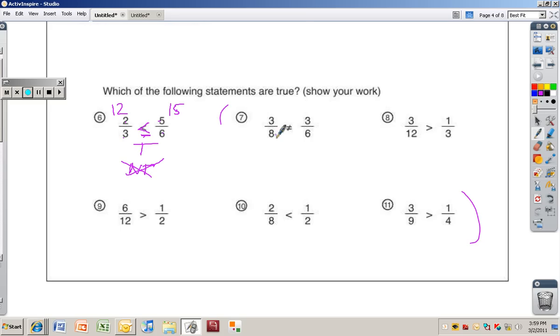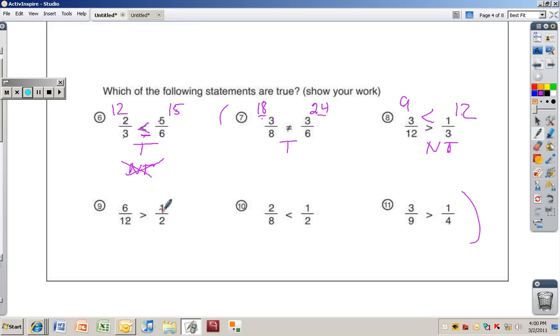Here we go. 8 times 3, 24. 6 times 3, 18. You must show these numbers right up here. Is 18 not equal to 24? That's correct. 18 is not equal to 24, so that is true. 12 times 1 is 12. 3 times 3 is 9. Is 9 larger than 12? No, it's not. So this is not true. This symbol should be this way instead. Not true is the correct answer for that one.